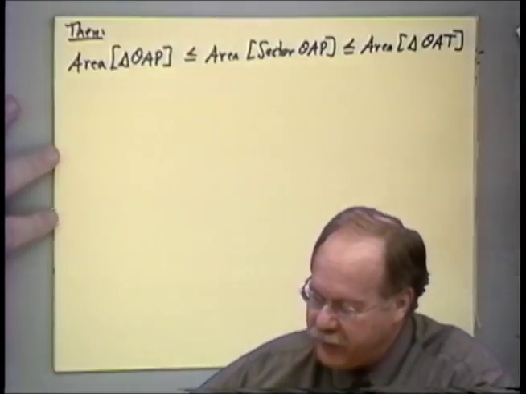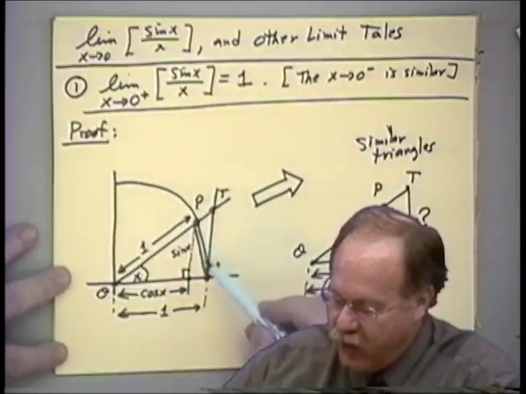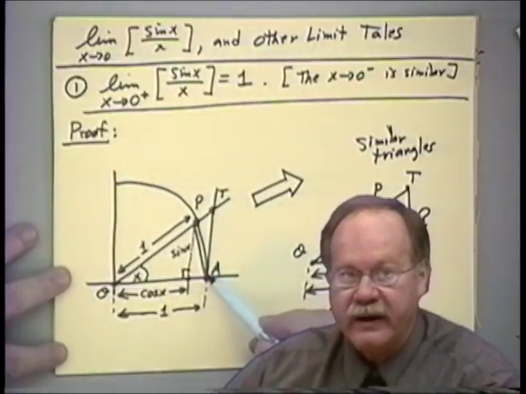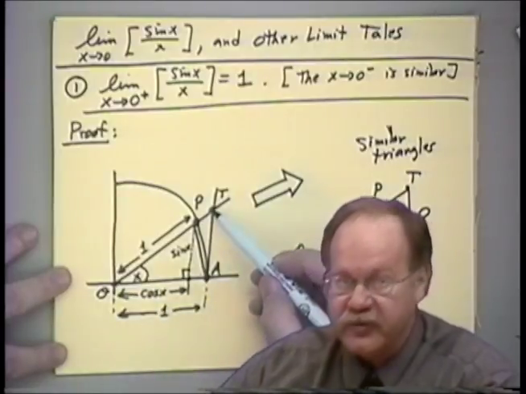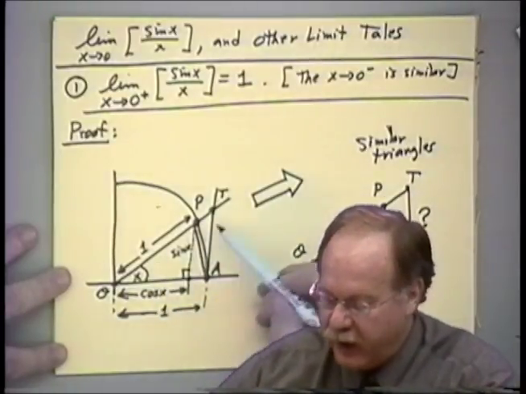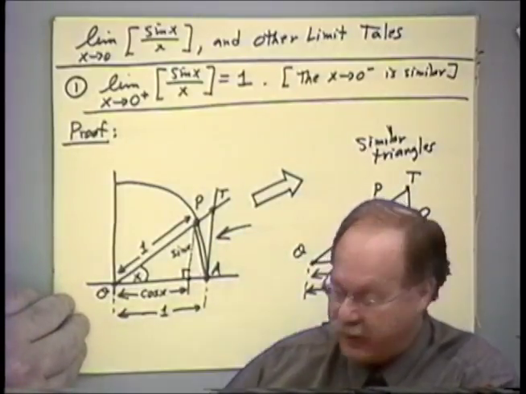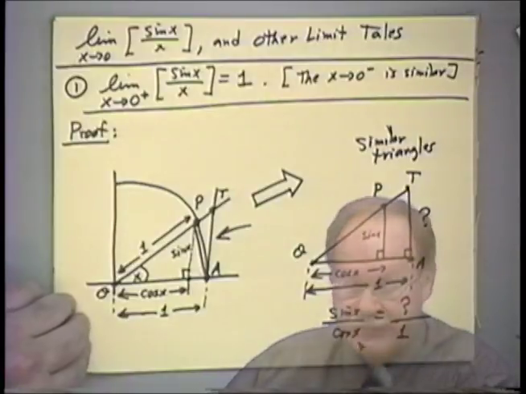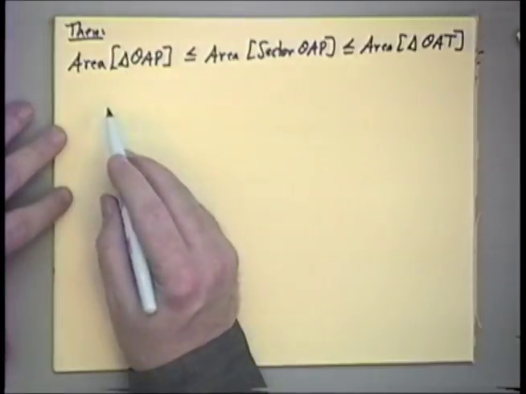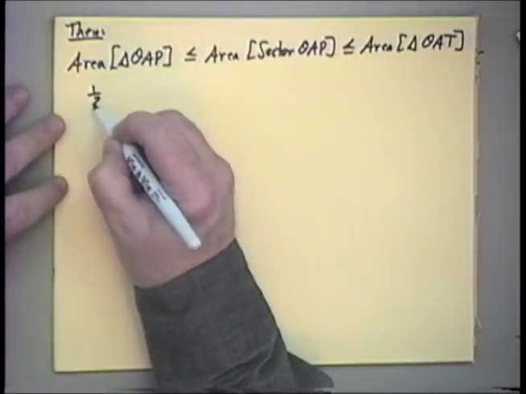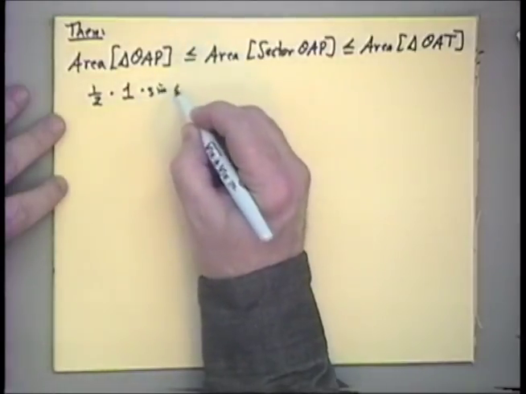Before I go any further, let me bring the picture back and point out again what we have here. Triangle OAP is this triangle inside. The sector OAP is a little bigger, and the triangle OAT is bigger still. So the areas are nested in that way. And I now have an expression for AT, which I just figured out, as sine x over cosine x. So continuing here, the area of a triangle is 1/2 the base times the height. So this is 1/2 times the base, which in this case is 1, times the height, which is sine x.